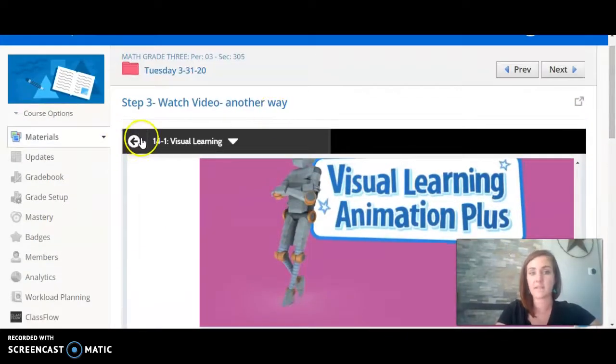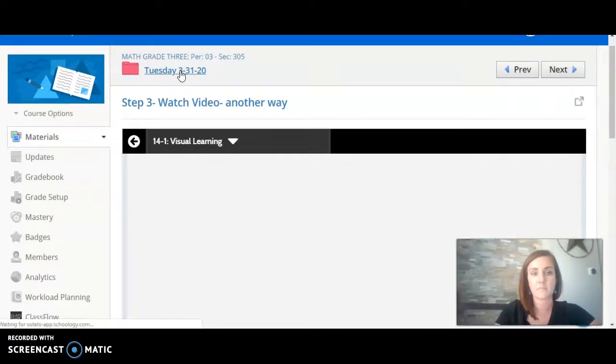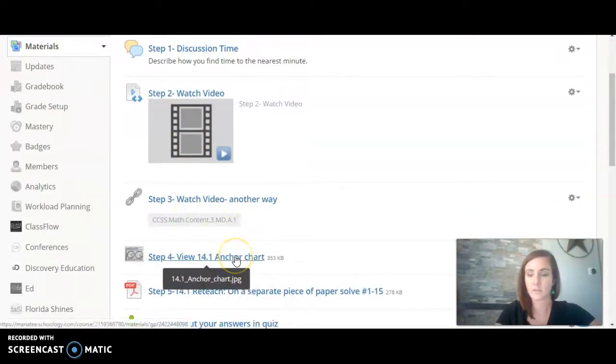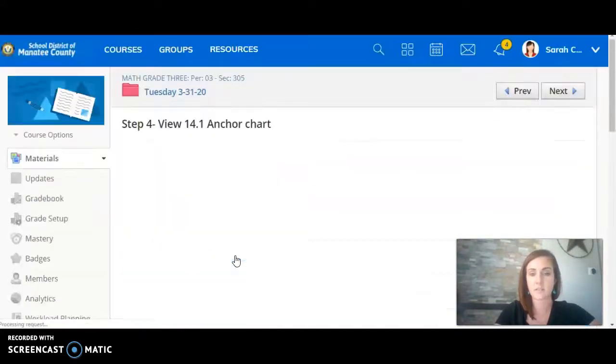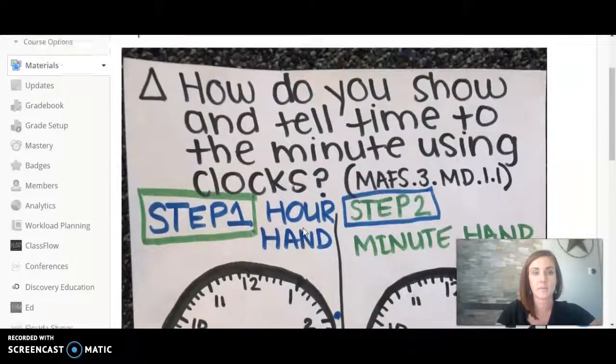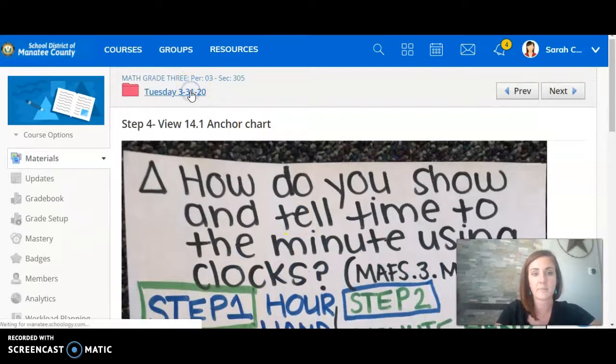Alright, instead of hitting back on here, make sure you go back to the Tuesday, or else that will take you in your math book. So go ahead, when you're finished watching that, go ahead in Tuesday. And we are on our anchor chart. So of course, available, your anchor chart. This is from Monday as well. Scrolling down and referring back to that for help.